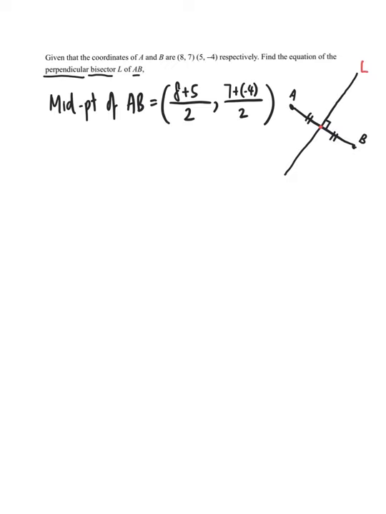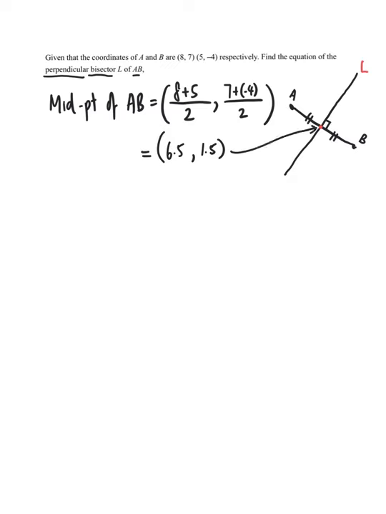So let's find the midpoint of AB. To calculate the midpoint of AB, the formula is x1 plus x2 divided by 2. So 8 plus 5 divided by 2. And then the y value is the same, 7 plus negative 4 divided by 2. We'll do the calculation: 13 divided by 2 is 6.5, and 7 plus negative 4 is 3, and 3 divided by 2 is 1.5. So this is that point, 6.5 and 1.5.